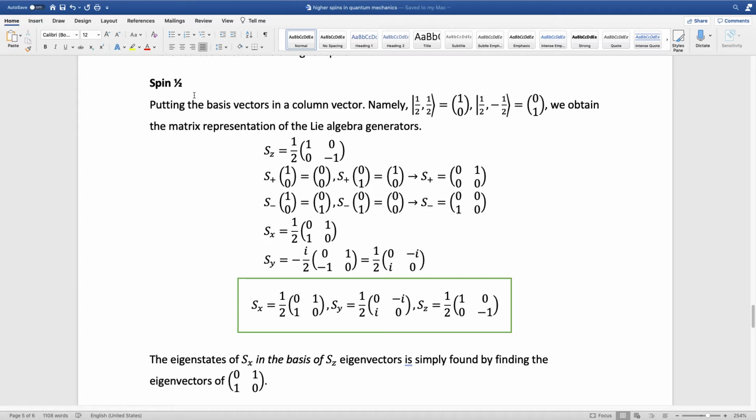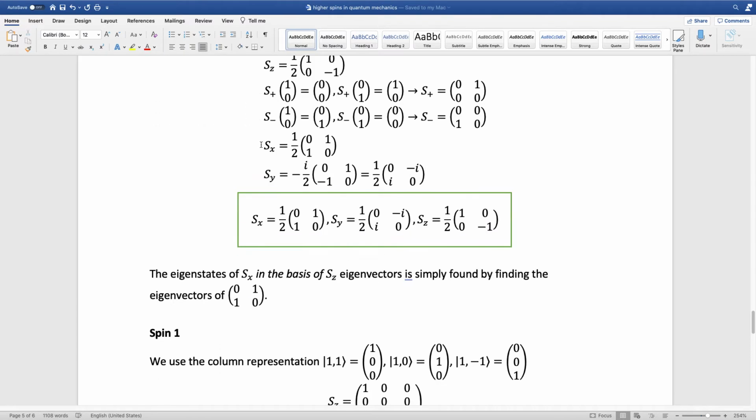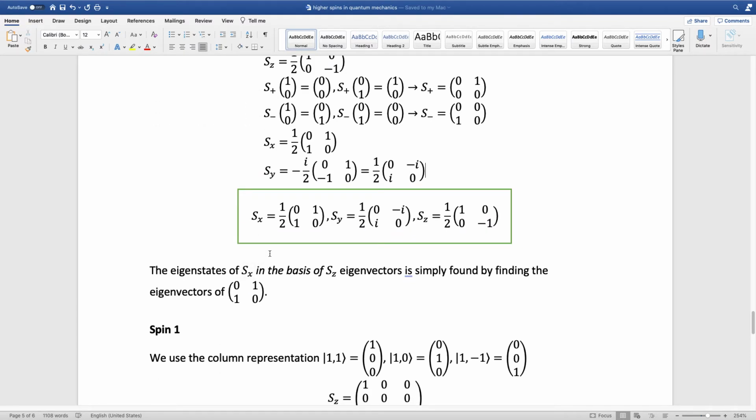So in the spin half representation of the SU2 Lie algebra, we choose basis vectors to be the eigenvectors of the spin Z operator. And once we have chosen the basis vectors, we can represent the spin operators in a matrix according to how they act upon the basis vectors. So to find the eigenstates of the spin operators in terms of the basis of the spin Z operator, we simply need to find the eigenvectors of these 2 by 2 matrices.